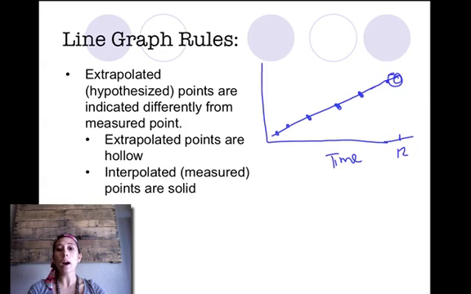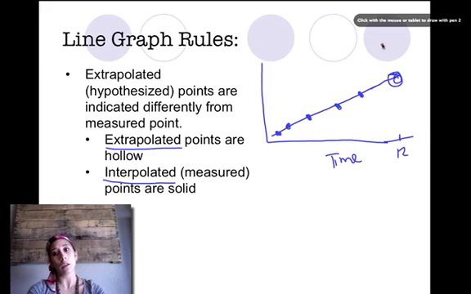Those points that are not hollow are called interpolated because we actually measured them. They are solid points. These things we actually measured in our experiment. This point we did not measure. We can predict it, but we didn't measure it, and so it's a hollow point, and we call it an extrapolated point. So if you're asked within your questions or your analysis to make predictions beyond something that you've measured, you have to add it to your graph, and it has to be hollow. If it's a solid point, that means you measured it, and technically you did not.